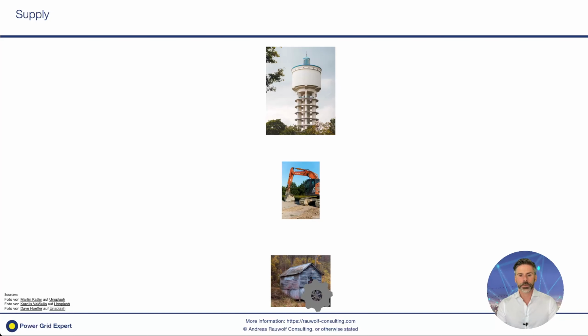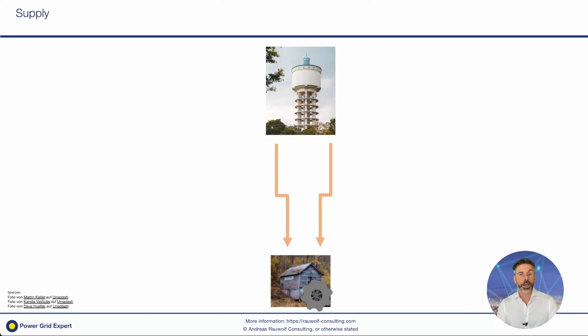So what we do here is we make parallel lines, in this case water pipes. If there's a problem in one pipe, there is still the supply over the other pipe.